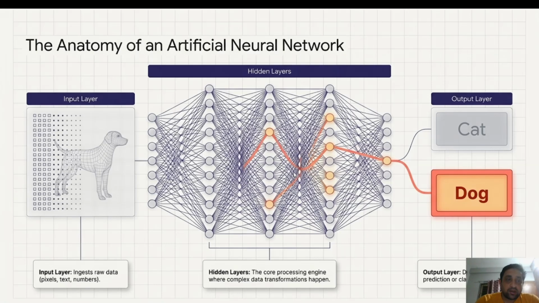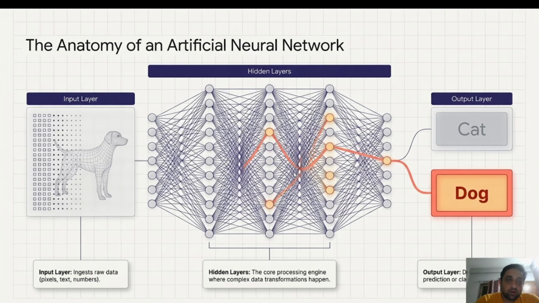Now let's open up the hood and look at the engine itself. An artificial neural network, or ANN, is inspired loosely by the human brain, not in a science fiction way, but in a mathematical way. It's a system of connected nodes organized into layers. There are three types of layers, and you can see all of them in this diagram.